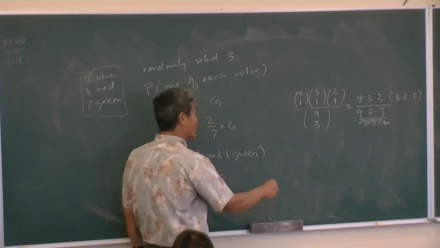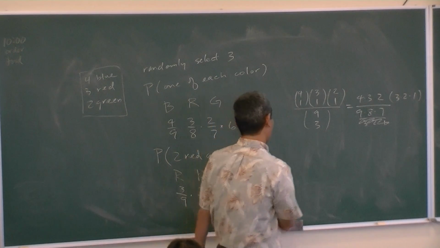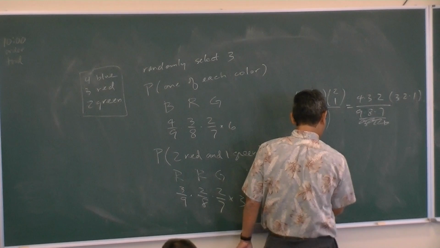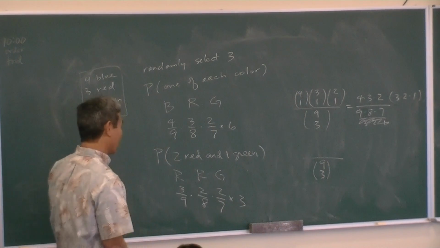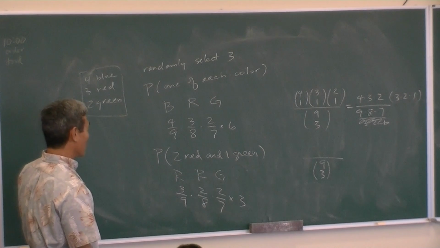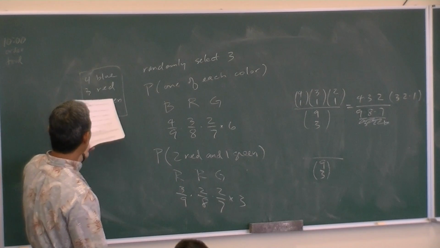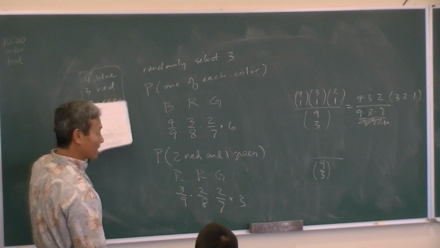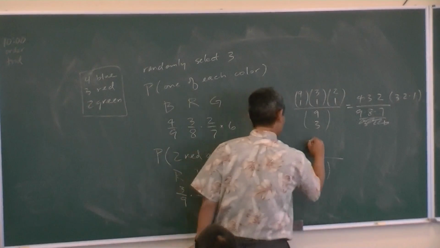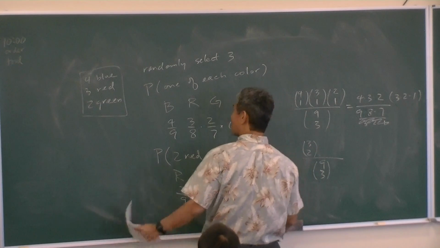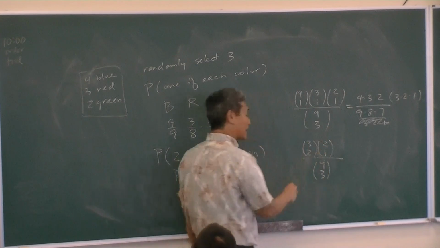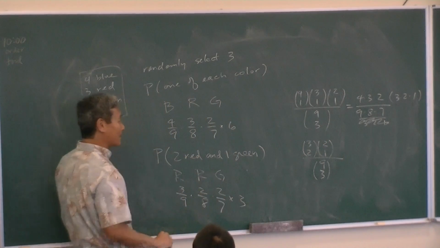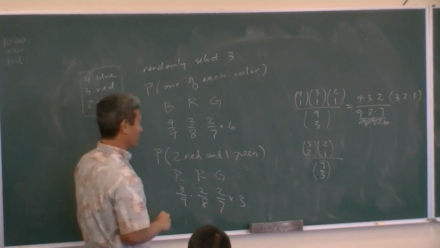Okay, but now let's do it using combinations. So the denominator is gonna be 9 choose 3, right? We're just gonna pull out all 3 marbles at once. Now what about the numerator? We want 2 red and 1 green. How many red marbles are there? How many ways can I pick 2 of them? 3 choose 2. And how many green marbles are there? 2, and I want 1, so 2 choose 1. Boom, that's the answer. You do not multiply by anything because there is no order.